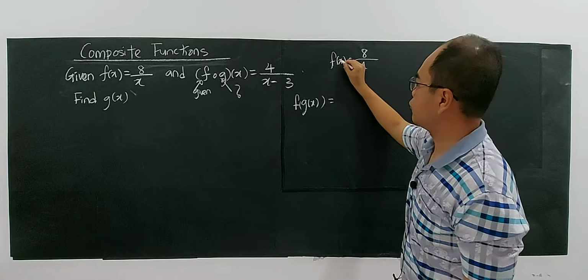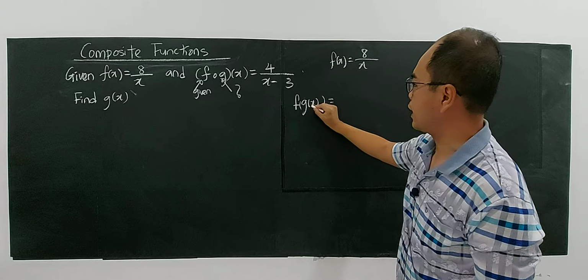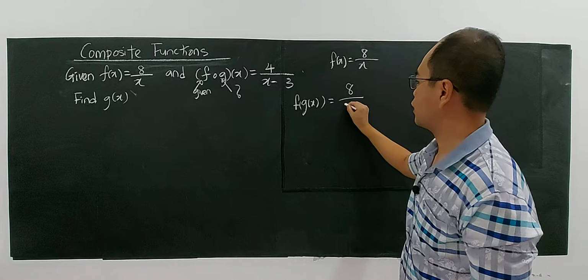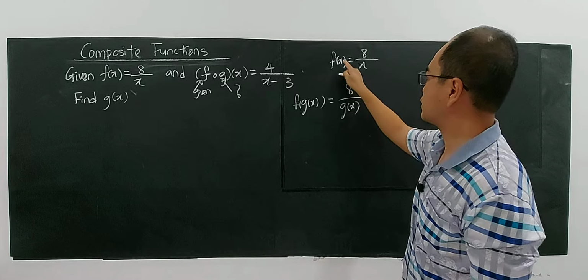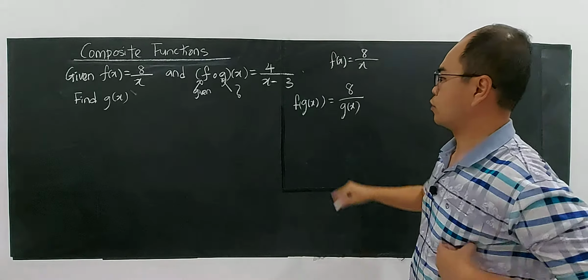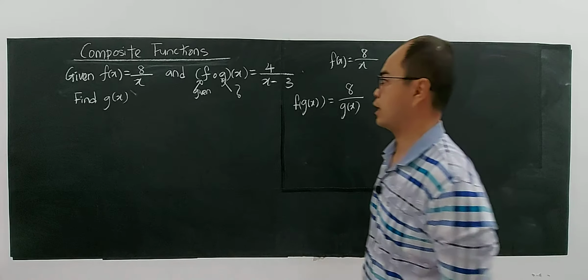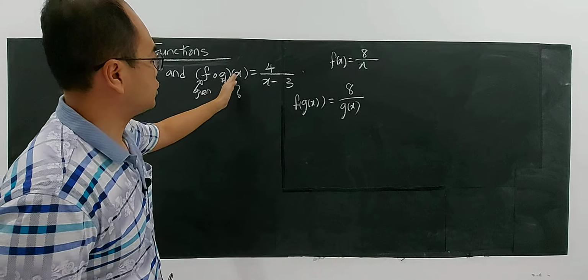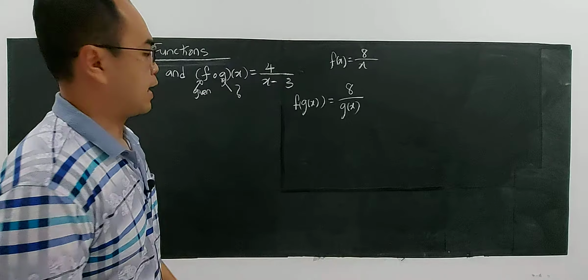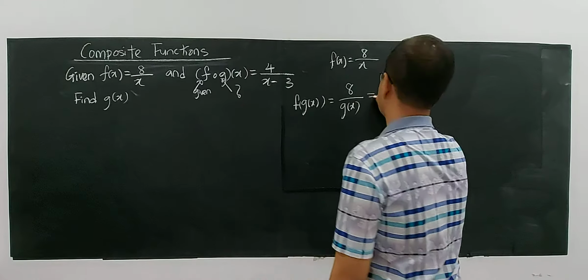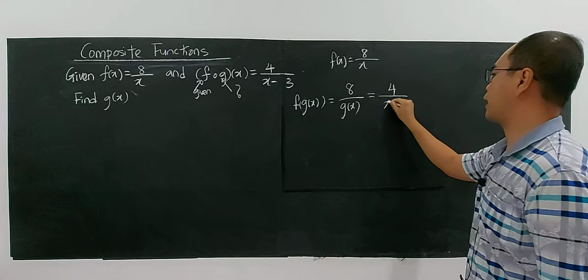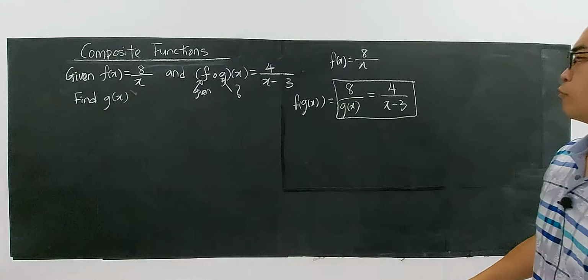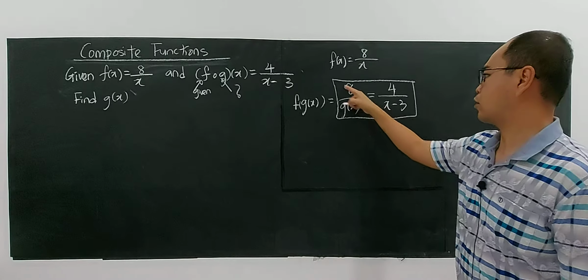If the x here is replaced with g(x), then the x here you also have to replace with g(x). So f(g(x)) is 8 over g(x), and f(g(x)) is also given as 4 over x minus 3. So 8 over g(x) equals 4 over x minus 3. From here you can find g(x) by cross multiplying.